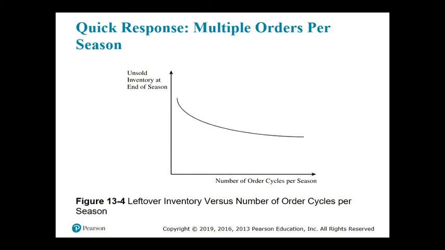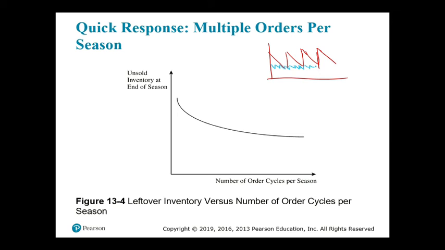One way of implementing quick response or short lead time is by ordering more frequently. If again we're looking at our inventory dynamic, this is to say, instead of ordering like this, we're ordering like this. So smaller batch sizes and more frequent orders.